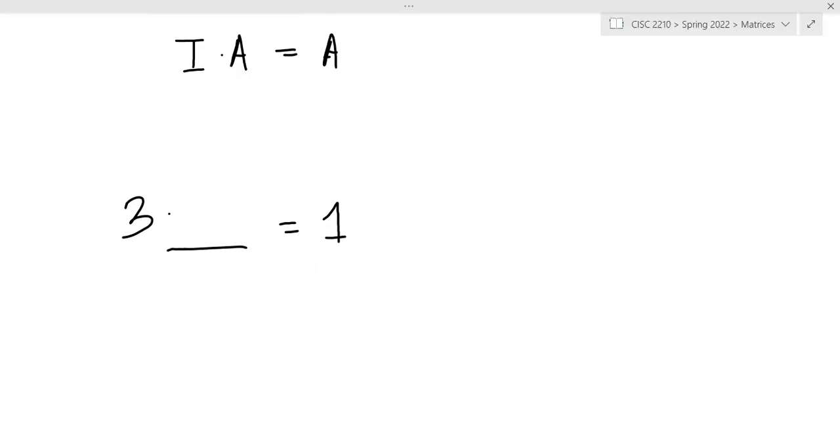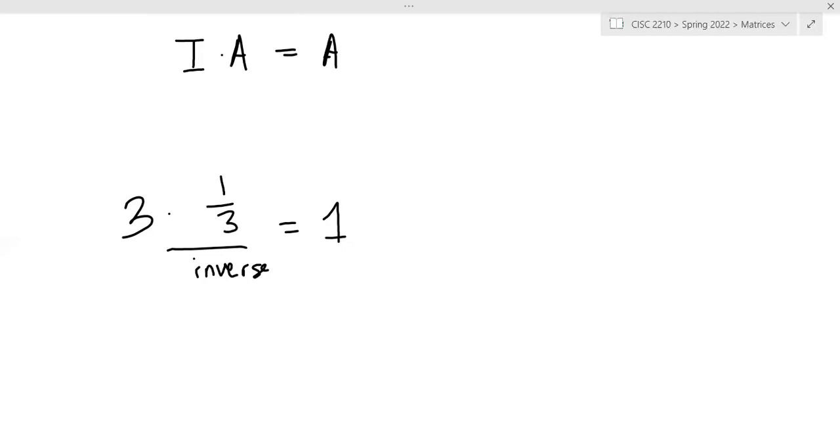We call this other number the inverse of 3. More formally, it's the multiplicative inverse because it's the inverse for multiplication. But anyways, what is that number? Well, here, it's 1/3, right? 3 times 1/3 is 1.